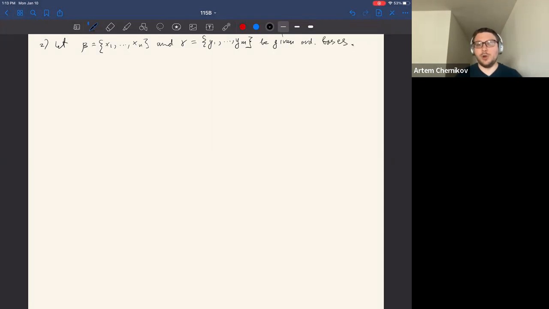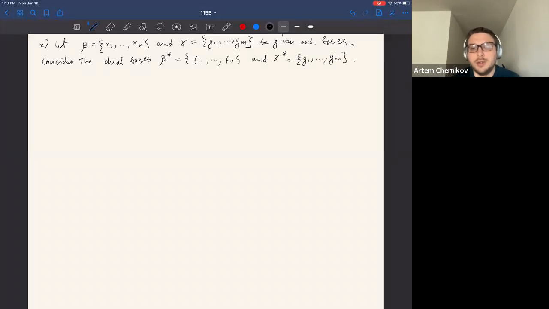Now consider the dual bases, as defined last time. So we have the dual basis beta star, which we will write as f1 through fn, and gamma star, which we will write as g1 through gm. So these are the dual bases, which we just list in an arbitrary way, like this.